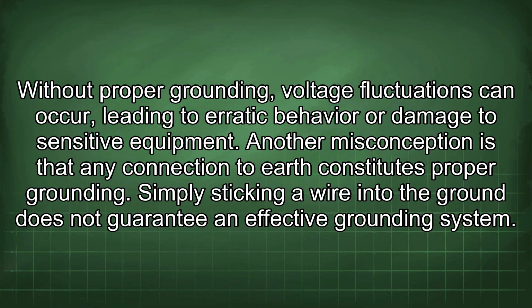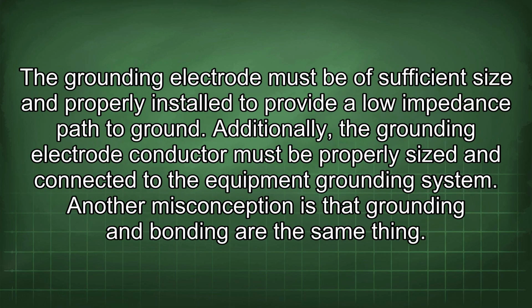Another misconception is that any connection to earth constitutes proper grounding. Simply sticking a wire into the ground does not guarantee an effective grounding system. The grounding electrode must be of sufficient size and properly installed to provide a low impedance path to ground. Additionally, the grounding electrode conductor must be properly sized and connected to the equipment grounding system.